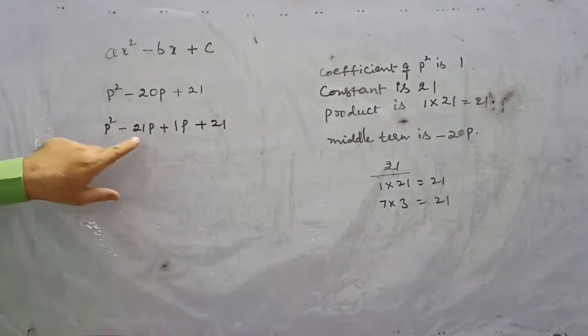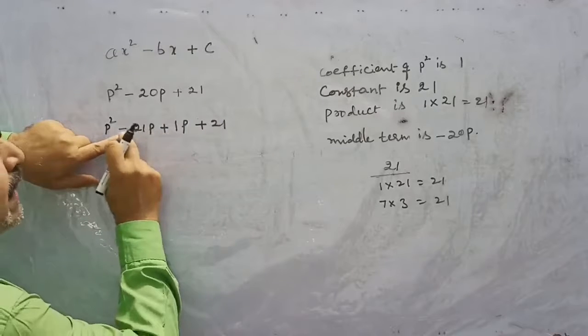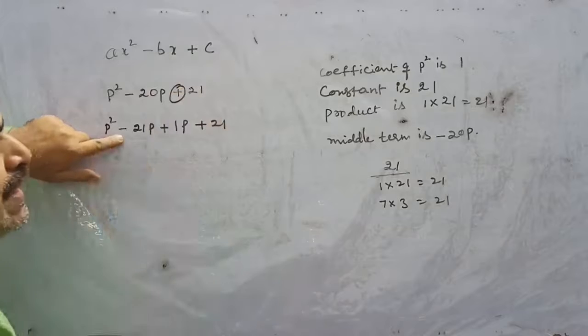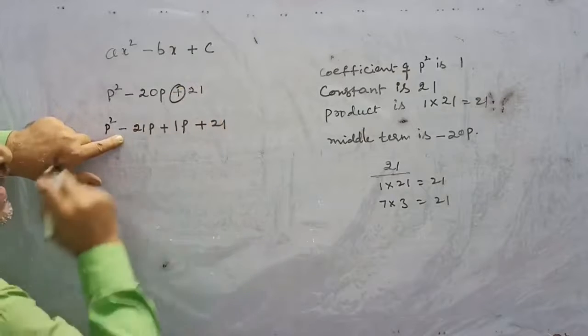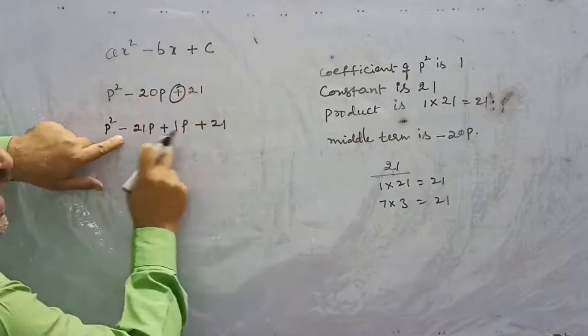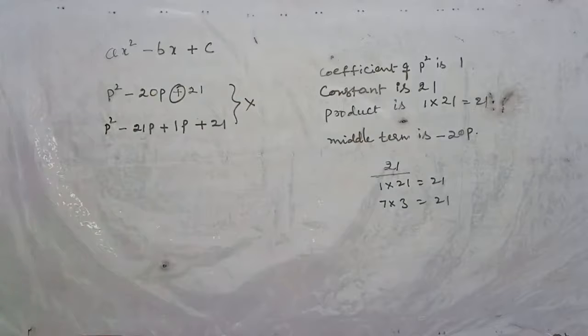But here the product is, what is the product here? Minus into plus. Minus into plus is minus. But what is the given symbol in the problem? Plus. So is it right or wrong? Can we get plus here by using these factors? No. So therefore this is wrong. Okay.